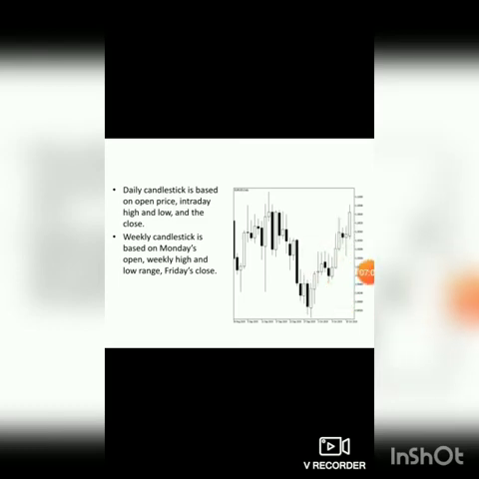A daily candlestick is based on the opening price, the intraday high and low price, and the closing price. So the daily candlestick shows the opening price and closing price of that particular day, and the weekly candlestick shows Monday's opening, Friday's closing price, and the weekly high and low price range.